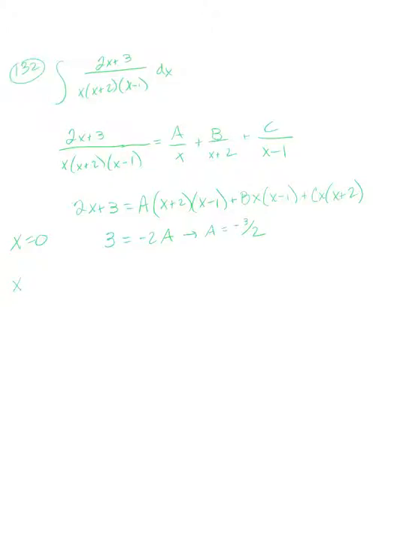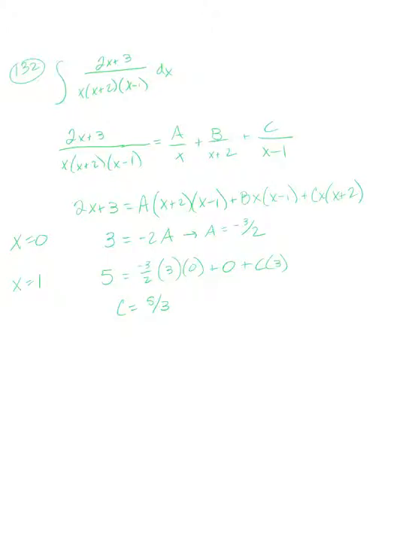Okay, now I'm going to do x equals 1. And so I get 5 equals, I know A is -3/2, so I'm going to put that in. And if x is 1, this becomes 3 and this becomes 0. Plus B times 1 times 0 plus C times 3. So I get 5 equals 3C, so C is 5/3.